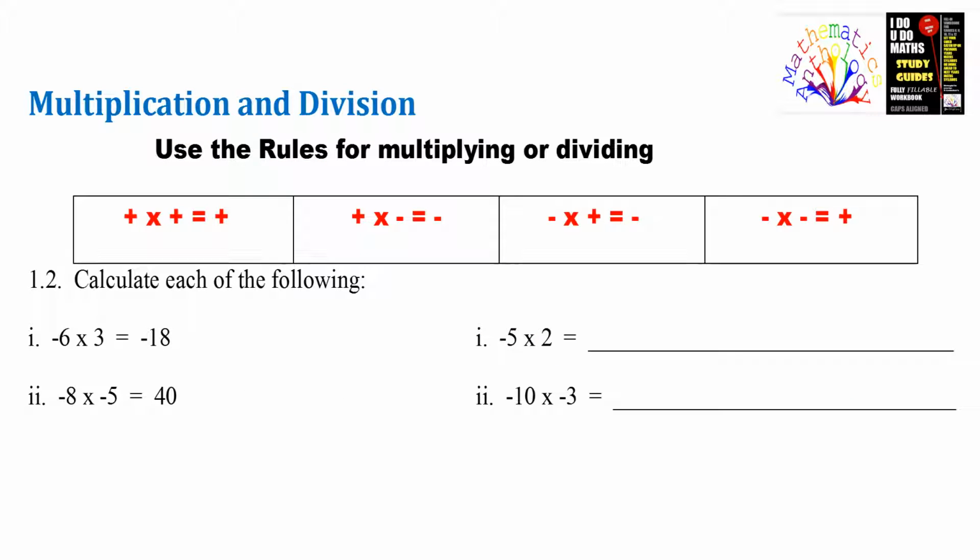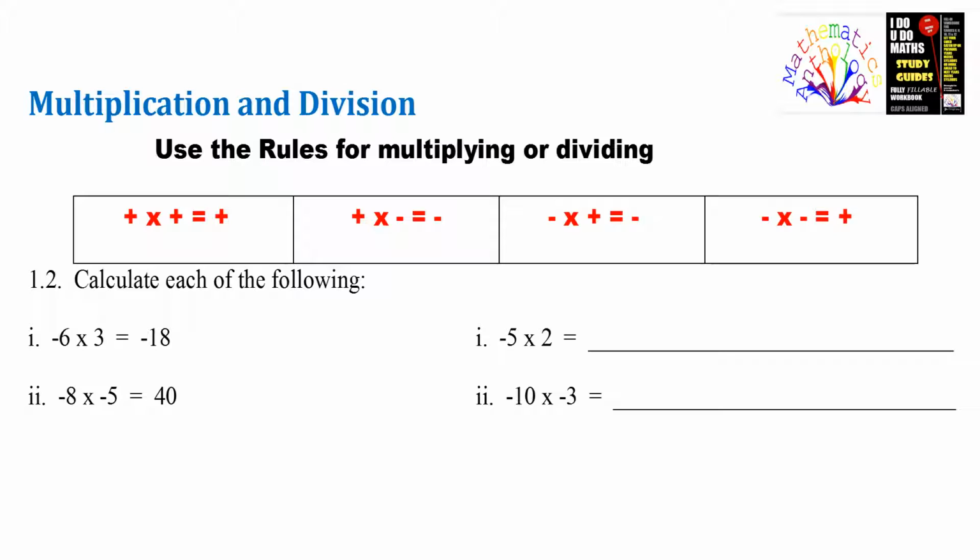If we're looking at multiplication and division of integers, you need to use the rules for multiplying or dividing. The rules for multiplying or dividing will be a positive times a positive will give you a positive answer. A positive times a negative will give you a negative answer. A negative times a positive will give you a negative answer. And a negative times a negative will give you a positive answer.